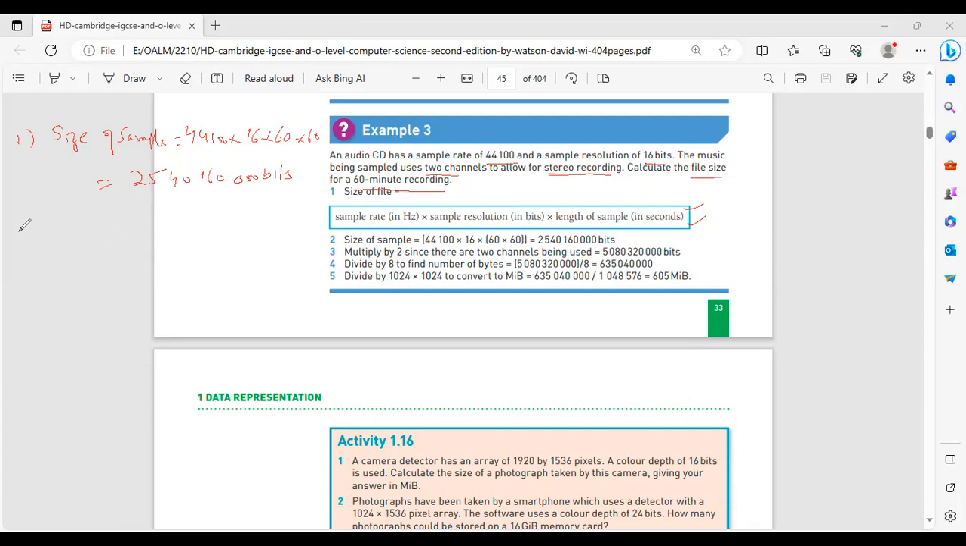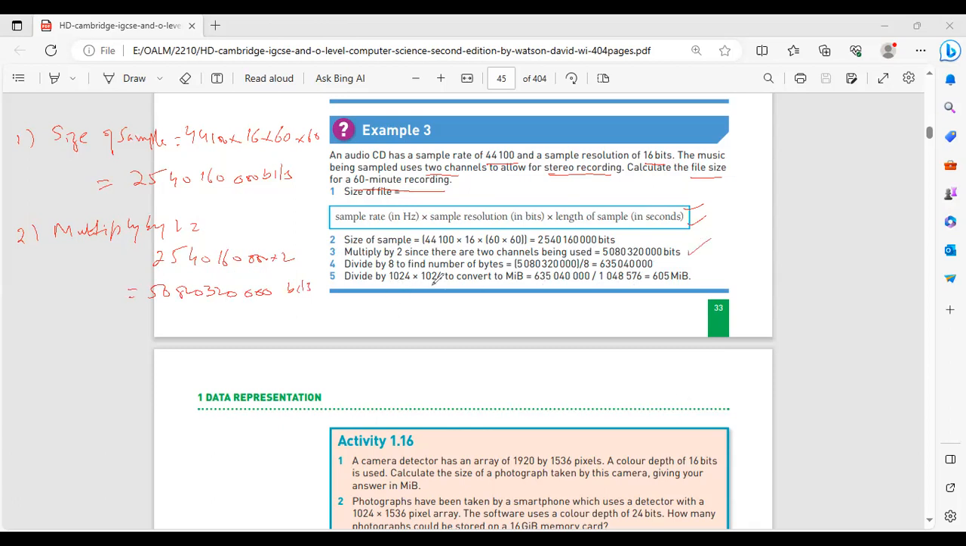Then multiply by 2. These bits are for channel 1, so for getting channel 2, multiply by 2. For stereo music, multiply by 2. So we will get 2540160330 multiplied by 2, which is basically 5080320660 bits for 2 channels. This has been done.